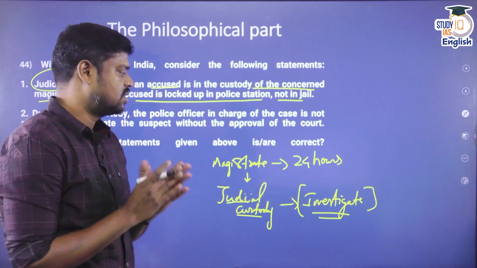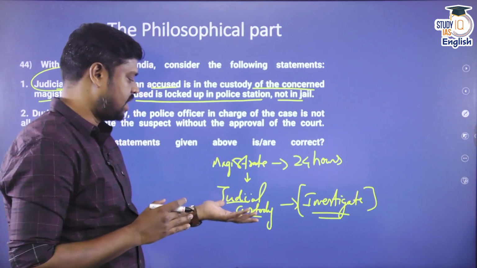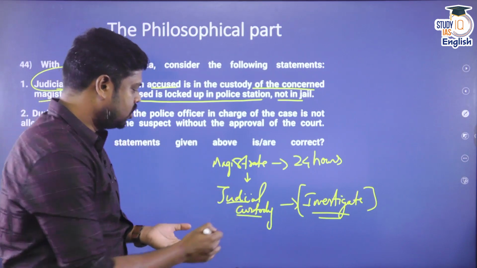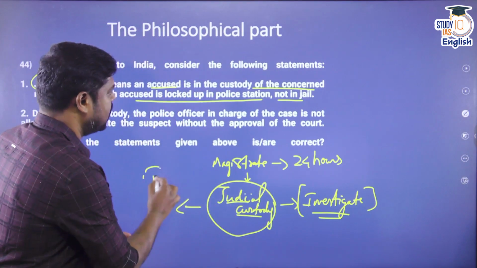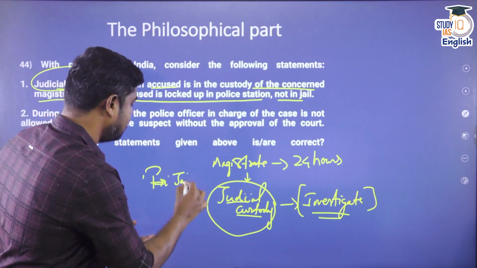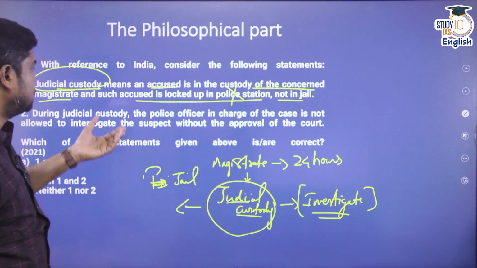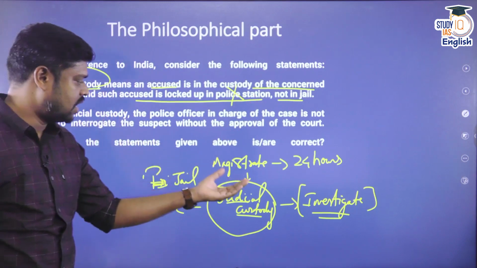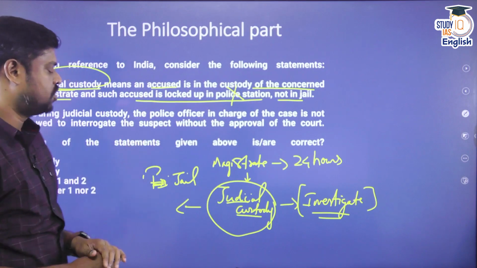The investigation is yet to happen, and for this investigation, he may be placed for some time in judicial custody. And during the judicial custody, where is the individual kept? The individual is kept in prison, in jail rather. He is kept in jail and he is not kept in the police station. So, this particular statement is wrong because it is only partially right. It is under the control of the magistrate, but he is kept in jail but not in police station.